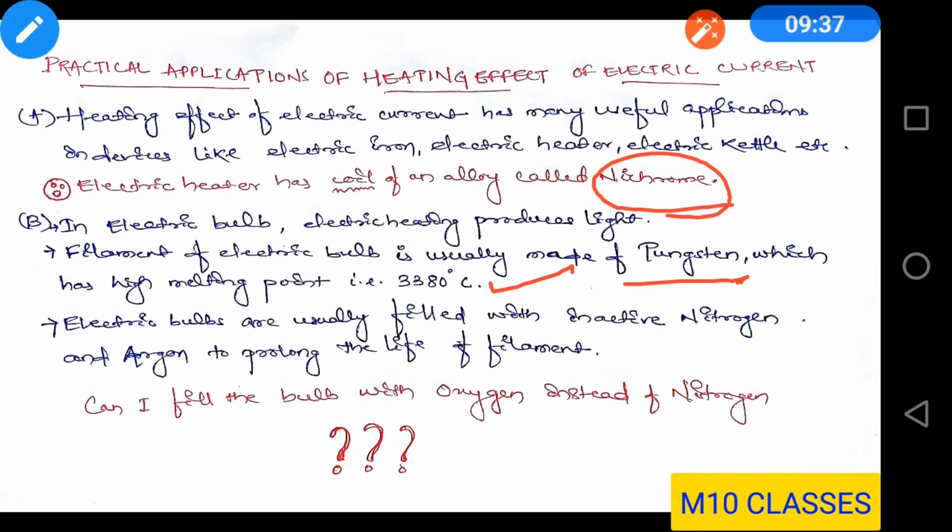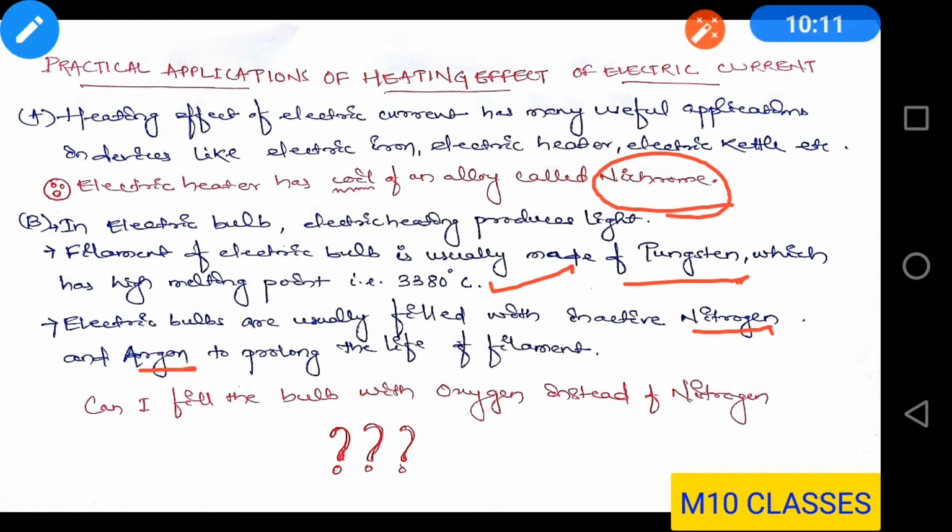Now electric bulbs are usually filled with inactive gases like nitrogen and argon. Why is it so? It is because nitrogen and argon are unreactive and will not react with tungsten. Now suppose, can you use oxygen in place of nitrogen? No, because when you supply current through tungsten, it will heat up, get oxidized and get damaged, and that is why you cannot use oxygen.